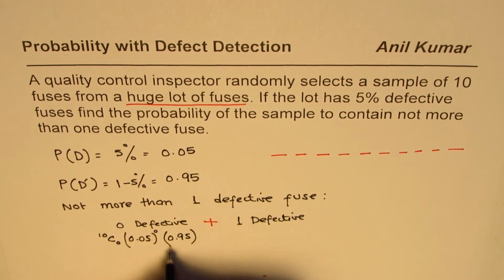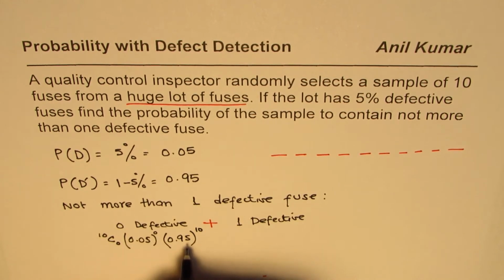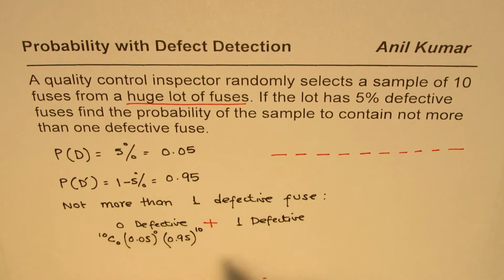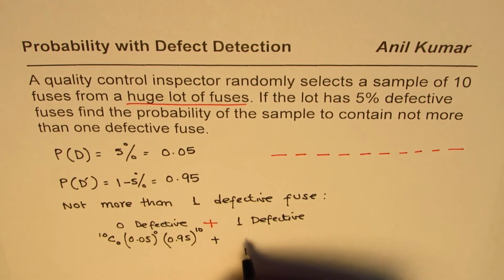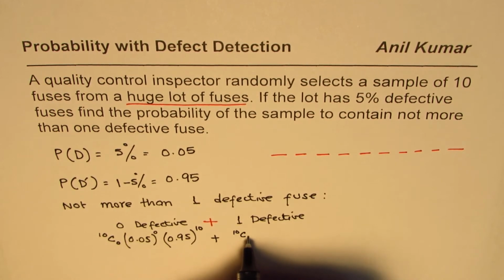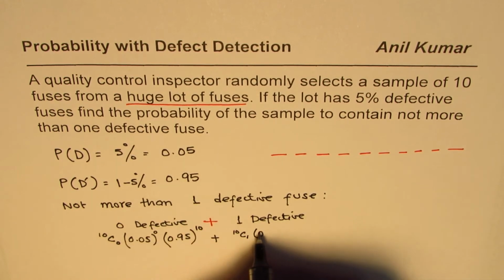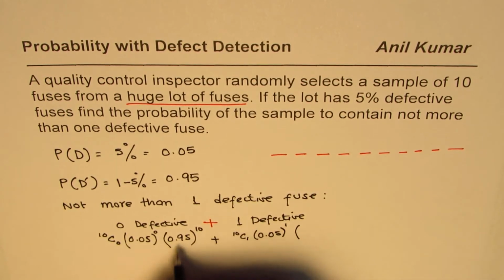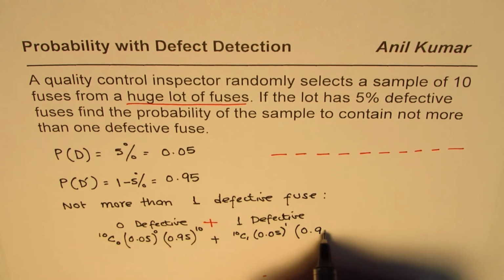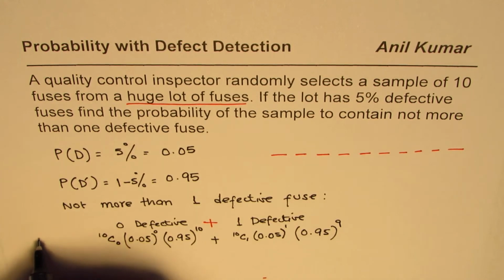So 0.95 to the power of 10. So that gives us the probability of 0 defective fuses. Now we'll add that to the probability of 1 defective. That means we have selected 1 from those which are defective, which has a probability of 0.05, so this is to the power of 1. And the rest 9 have been selected, whose probability is 0.95. These are all good pieces. So that becomes the combined probability in this case.